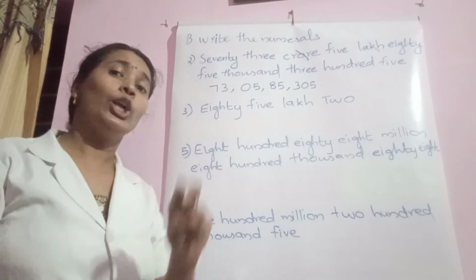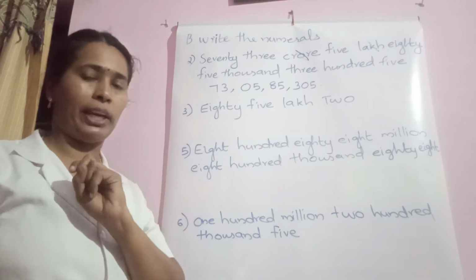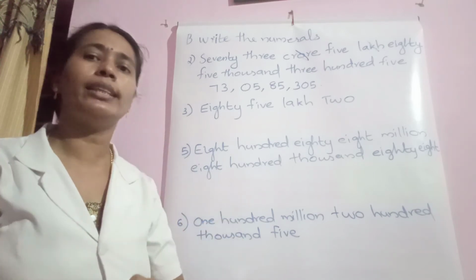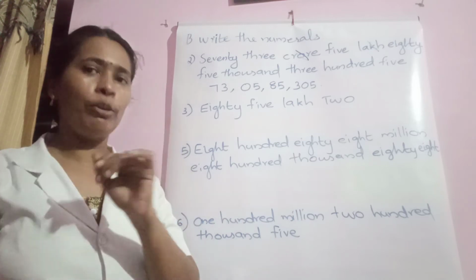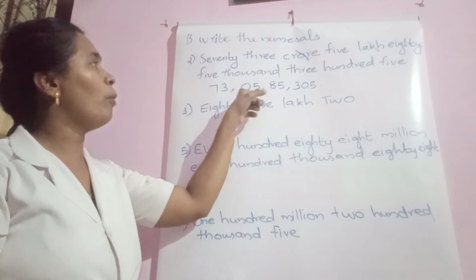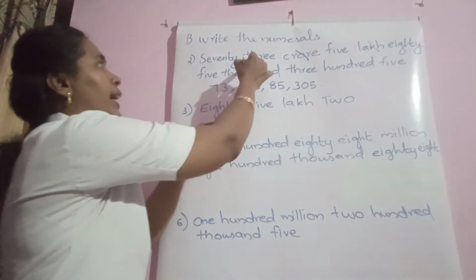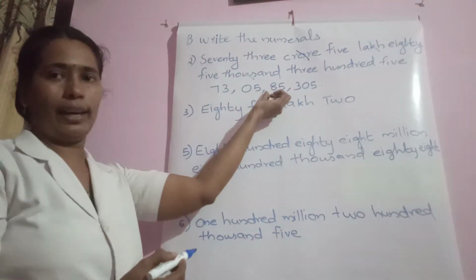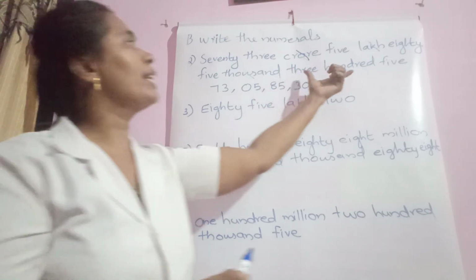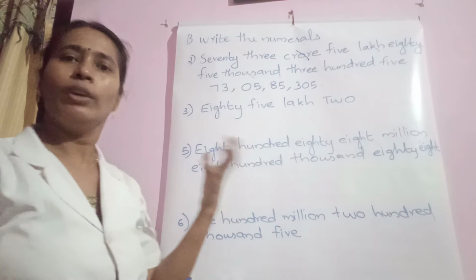But we need 2 digits in the lakh period. So how do we write? When we write 50, it is read as 50. We need only 5, so we write 05. Comma is for lakh. Next one, 85,000. 85 you can write. Instead of 1000, what can we do? Comma. Then what is given? 305. 305 is 305. Finished.